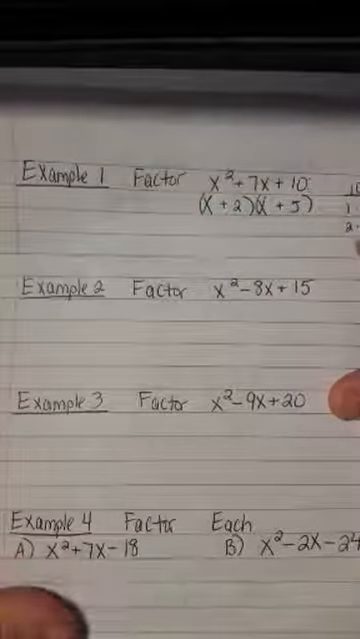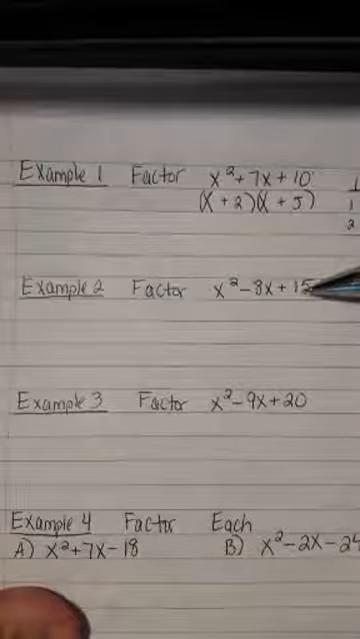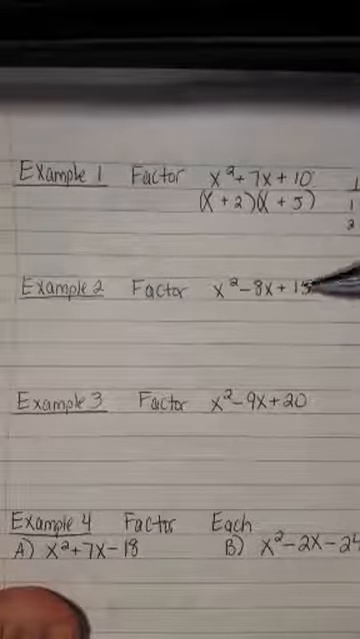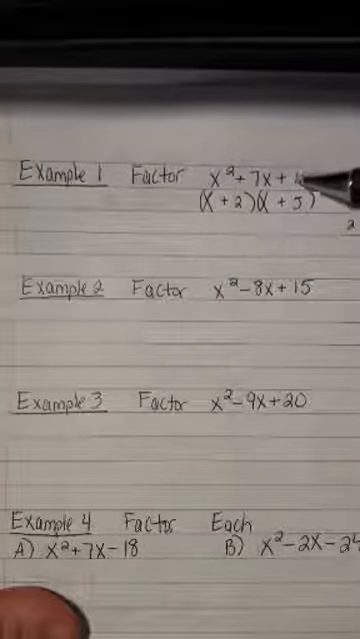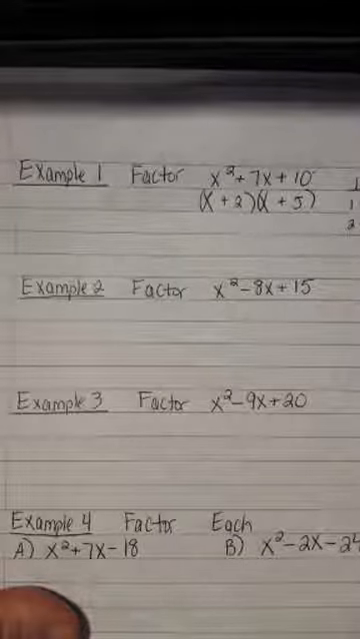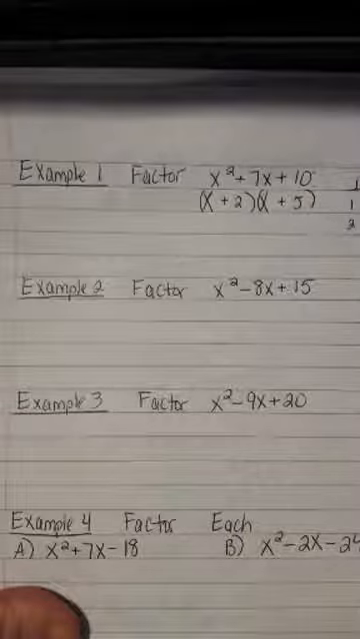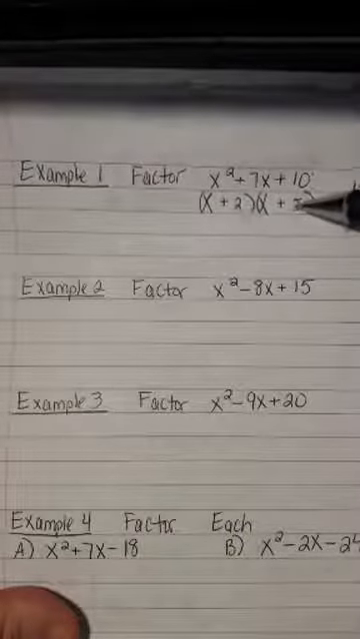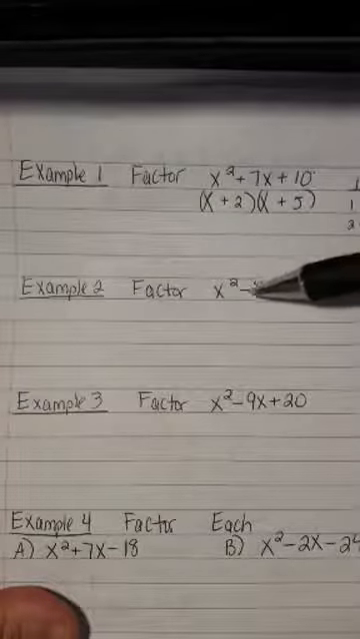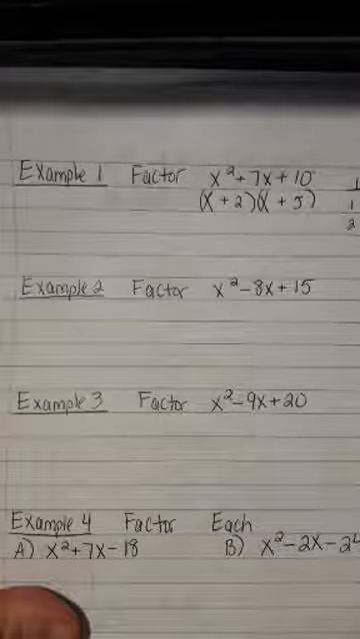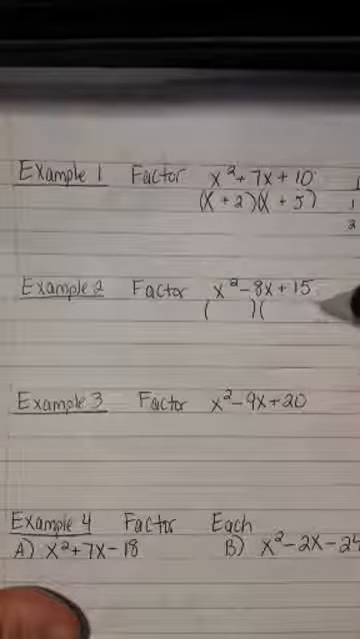All right, example 2. Notice now the sign in the middle is minus, but we've still got a plus 15 at the end. And that's really important to notice, because if you have a plus at the end, like plus 10, plus 15, that means the two factors that you select have to have the same sign. They either have to both be plus, like we did here with plus 2 and plus 5, or they have to both be minus, like they're going to be with this one, because we've got to get a negative 8. So I'm going to start by putting my parentheses down side by side.